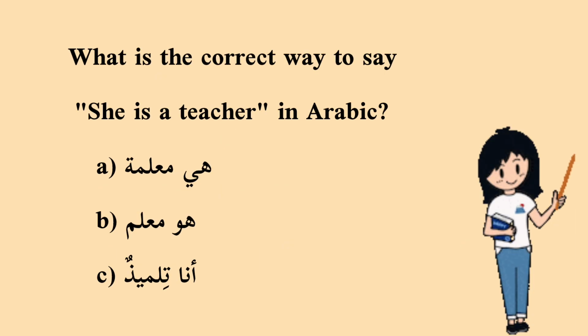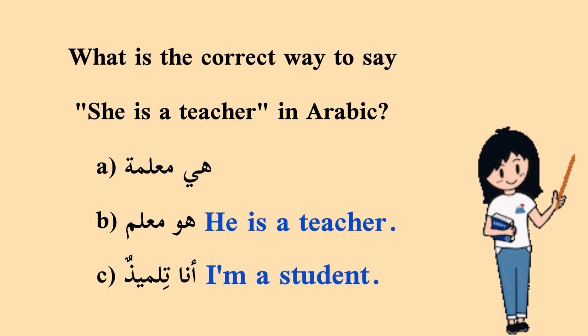What is the correct way to say she is a teacher in Arabic? هي معلمة, هو معلم, أنا تلميذ. Which one is correct? Yes, exactly. هي معلمة. هو معلم, he is a teacher. أنا تلميذ, I'm a student.